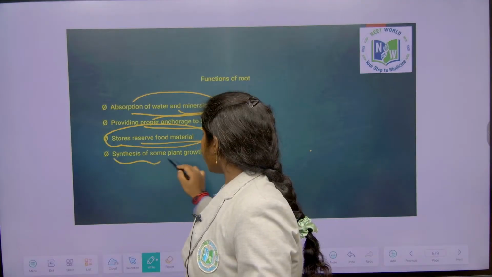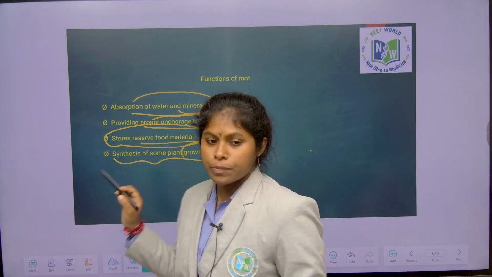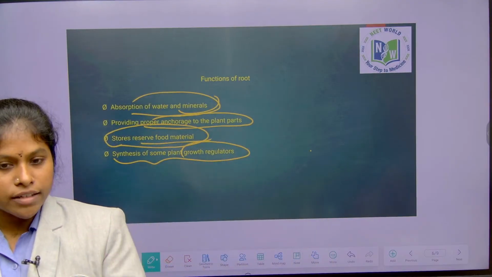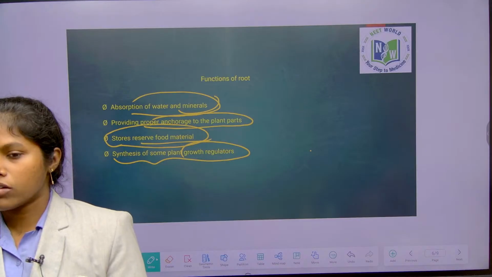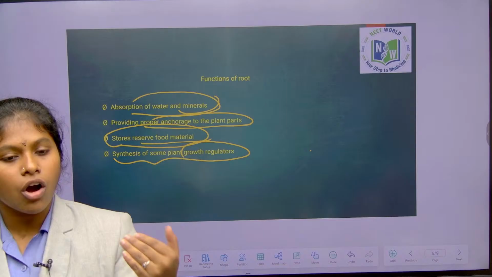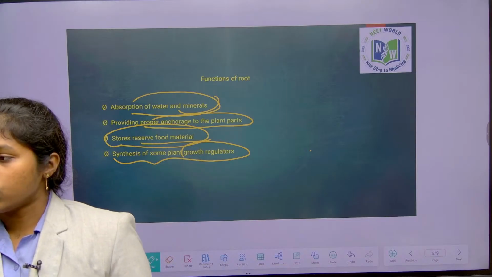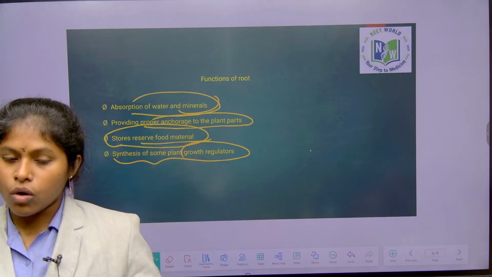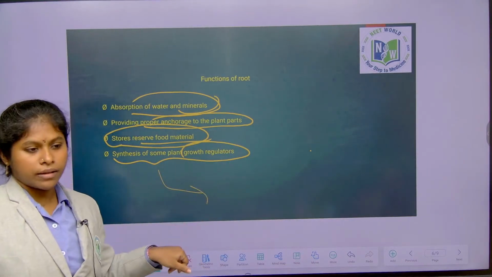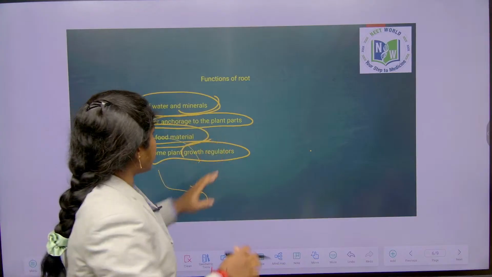And the synthesis of plant growth regulators, which means plant growth regulators or plant hormones are the same. For the development and for the growth, the hormones also take part in the building of their own structure and help mainly for the growth. So these are the primary functions.